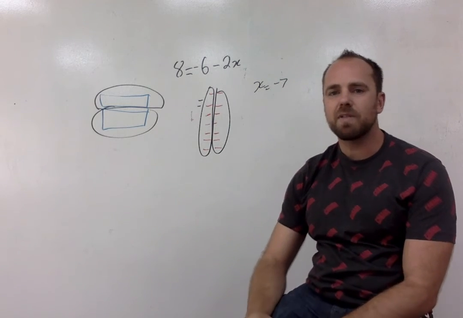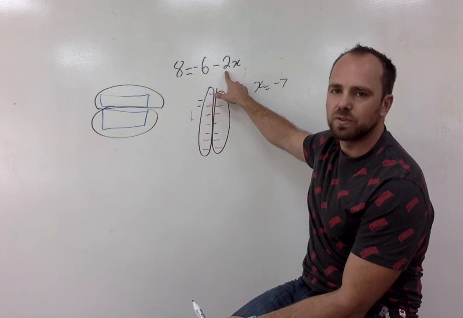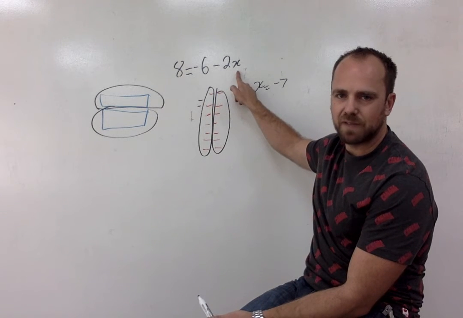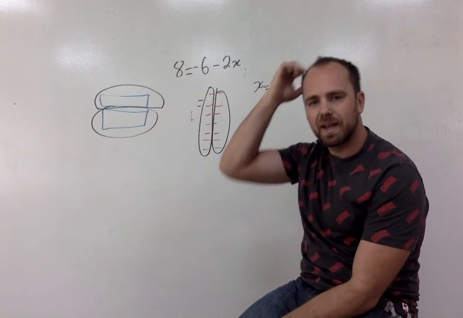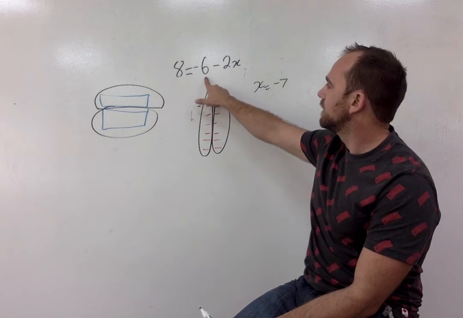Let's see how that works when I actually try to solve the question. I have negative 2 times negative 7. When I have a negative and I multiply it by a negative, I end up getting a positive. So I get positive 14.